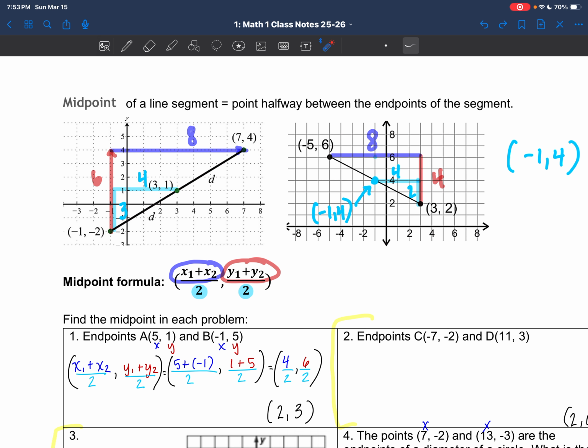All right, so same thing here. We're going to take how many units there are. I know there's 4, so I'm just going to go up 2, because that's 4 divided by 2, which is 2. And then I've got 8 divided by 2, which is 4. And then I'm just going to go over 4. So that's all we did. And so the point that's halfway between is -1/4. Or you could take your x's, add them together, and then divide by 2.